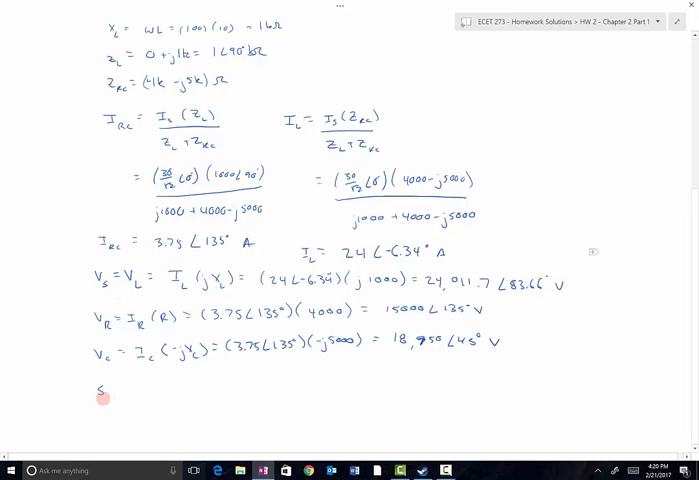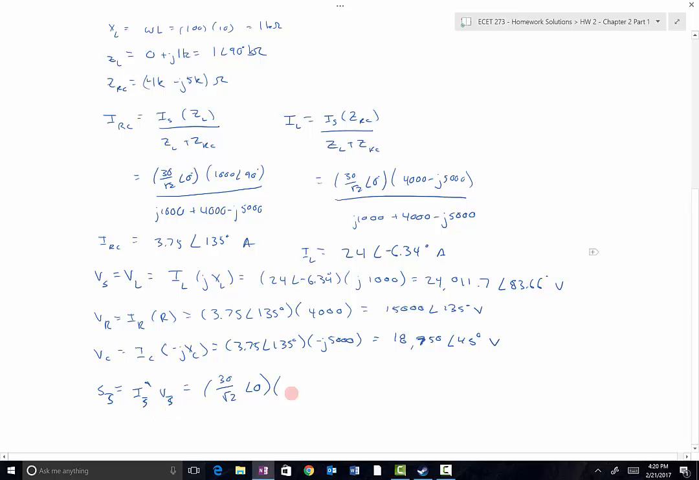If I want to know the total apparent power sourced by that current source, it's just going to be equal to the current from the source times the voltage of the source. I'm using T just to stand for total right there. So that's 30 over root 2 at an angle of 0 degrees. And then I multiply that by the source voltage, which came from right here. I should use S to keep it constant.